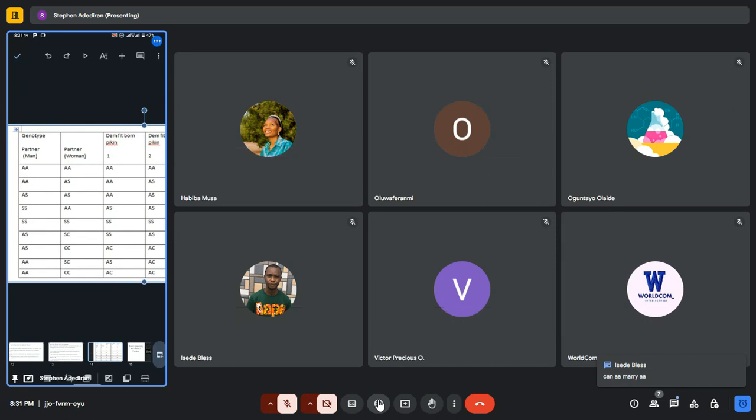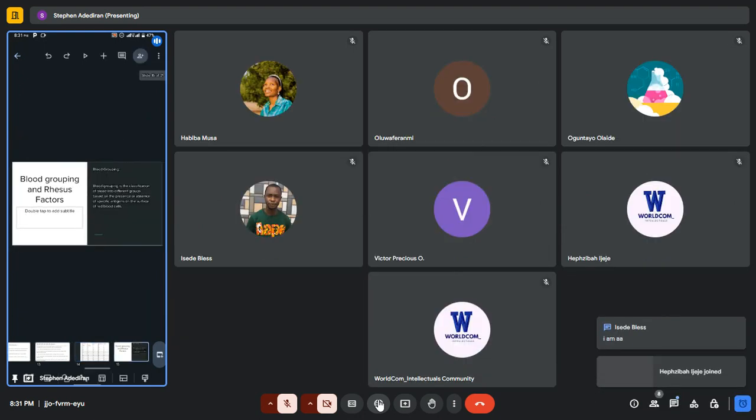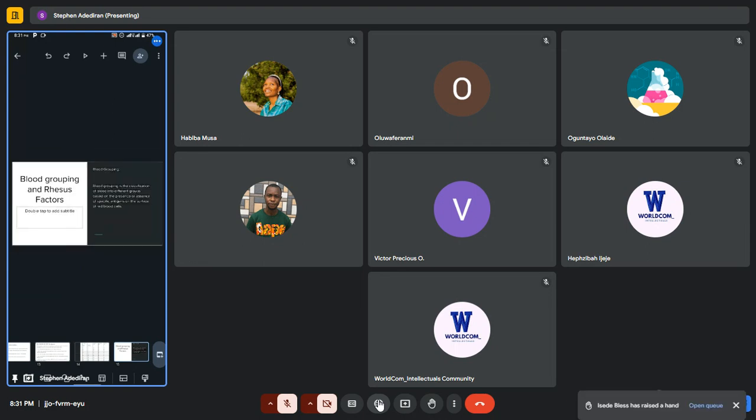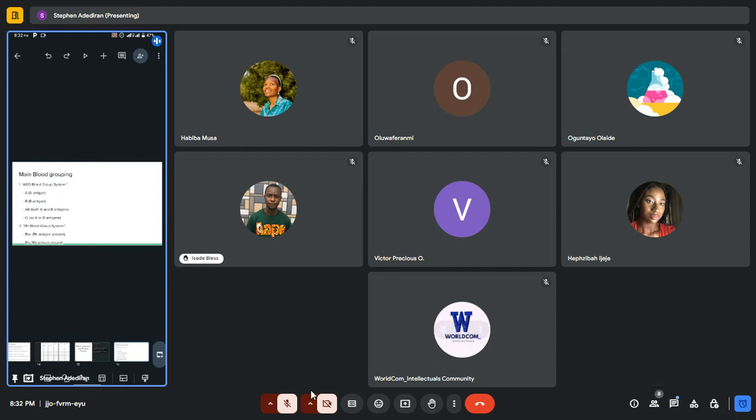So I'm moving to the next slide. So now, blood grouping. For the blood grouping, there are 2 groups actually. The first one is the ABO blood group system, the A, B, AB and the O. The next one is the RH blood group system. So now these two can be confusing in a way.